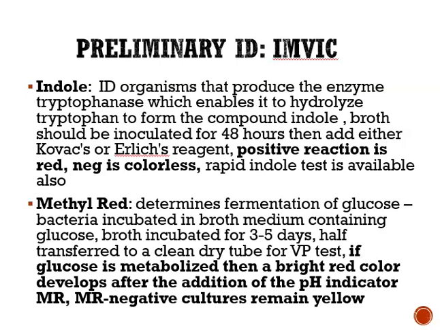Okay, methyl red detects the end products of glucose fermentation. So bacteria get incubated in the broth medium that contains glucose. That broth is incubated for 3 to 5 days. After that 3 to 5 day incubation period, half of that broth gets transferred to a clean, dry tube for the Voges-Proskauer test. If glucose is metabolized, then a bright red color develops after the addition of the pH indicator, which is methyl red. And then methyl red negative cultures remain yellow.